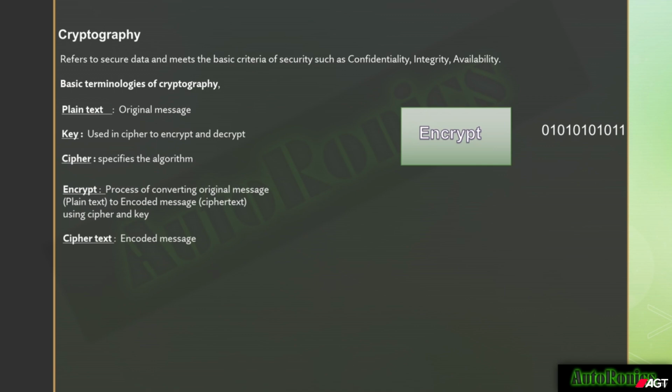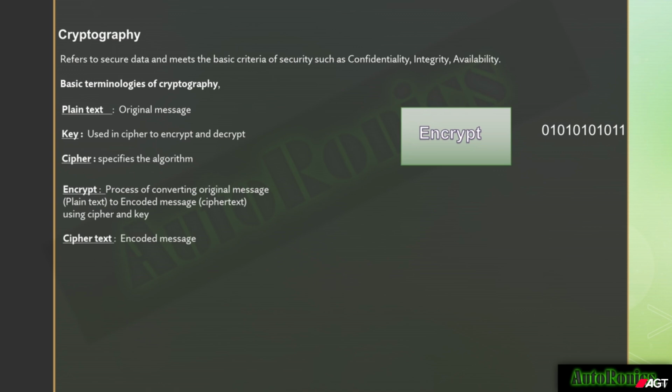So what is the meaning of encryption? Encryption is the process of converting the original message to the encoded message using the cipher and the key. So here 0101010111 is the encoded message, which is nothing but the ciphertext.